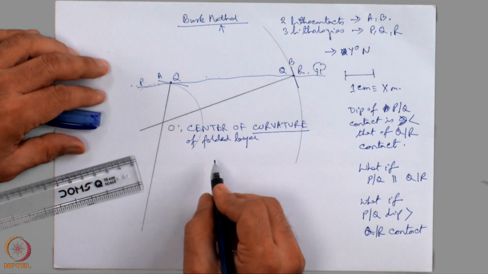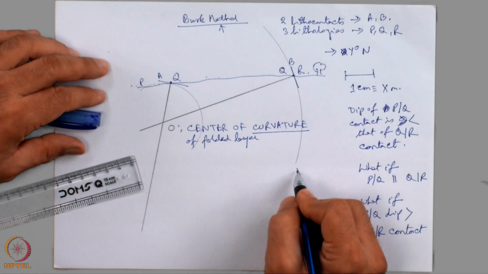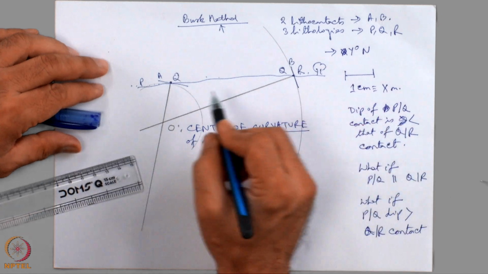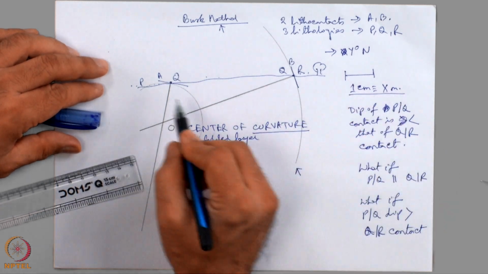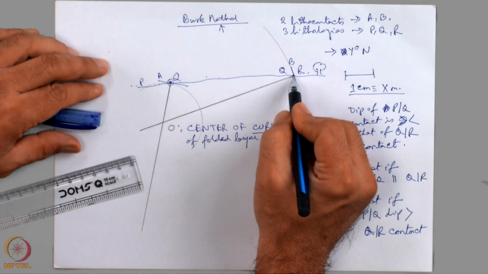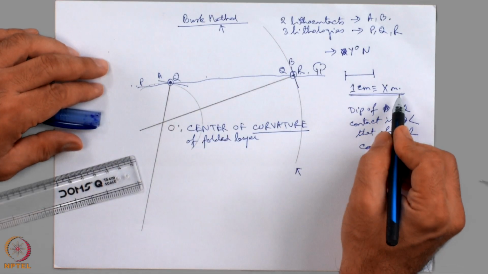possibility. Other structural data are required to cross check whether this construction is correct or not. I said that a scale was used in the diagram to find out the distance between this point and that point, and this is the scale. 1 centimeter is equivalent to x meter.